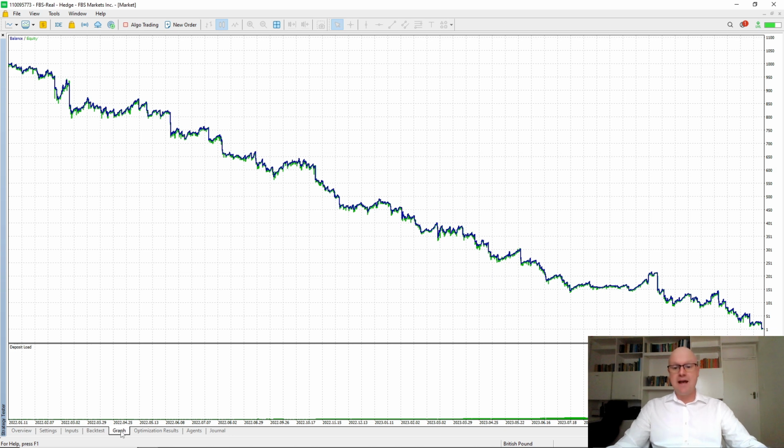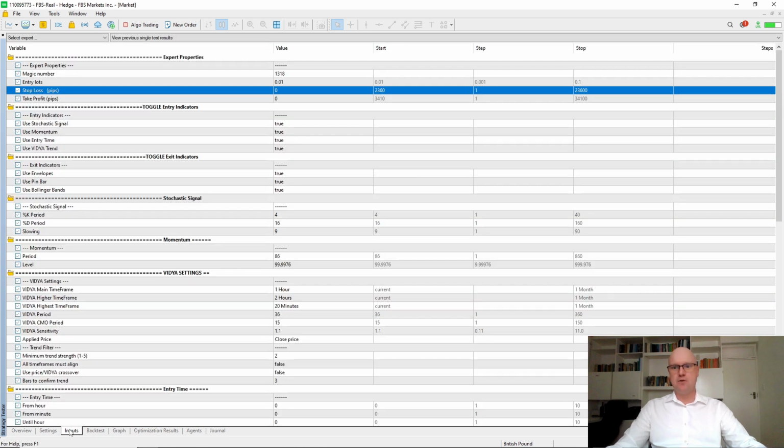So if we head back to the inputs of the expert advisor, we can take a closer look at those 4 different entry criteria. What I did is I reset the stop loss and take profit to what was originally set on default. Then on top of this, if we look at our entry criteria, firstly we have the stochastic signal, momentum indicator, our entry time, and then the video trend baseline.